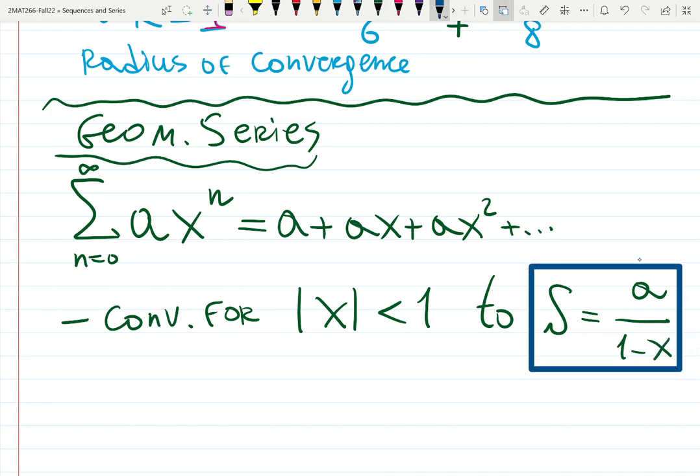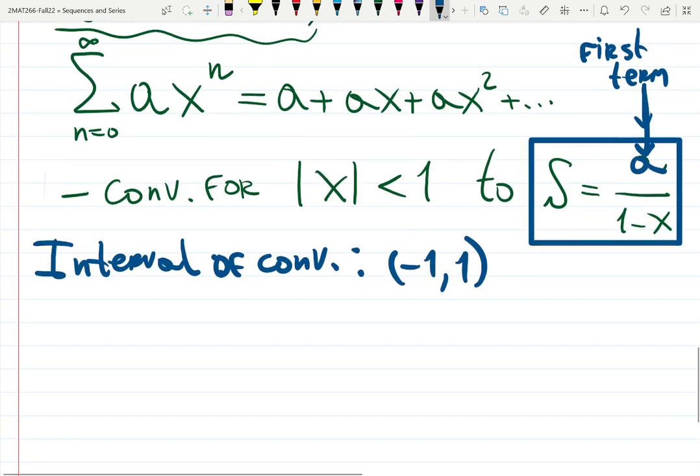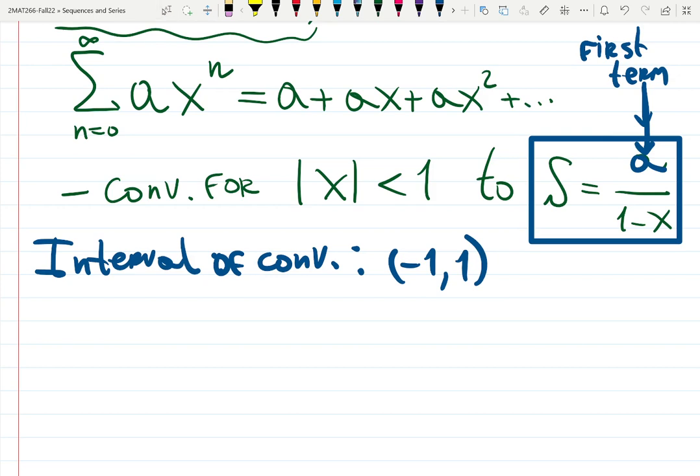A is not the center. That's the unfortunate miscommunication between notation. A is the first term. The interval of convergence is from -1 to 1. That's when there's no shift. We did geometric series with a shift.